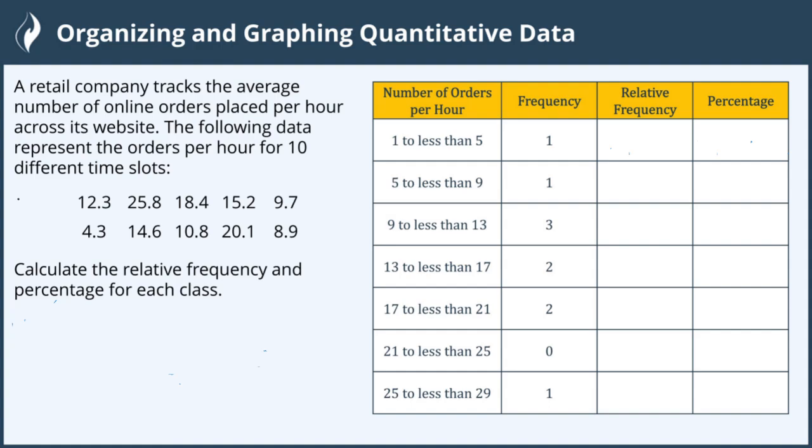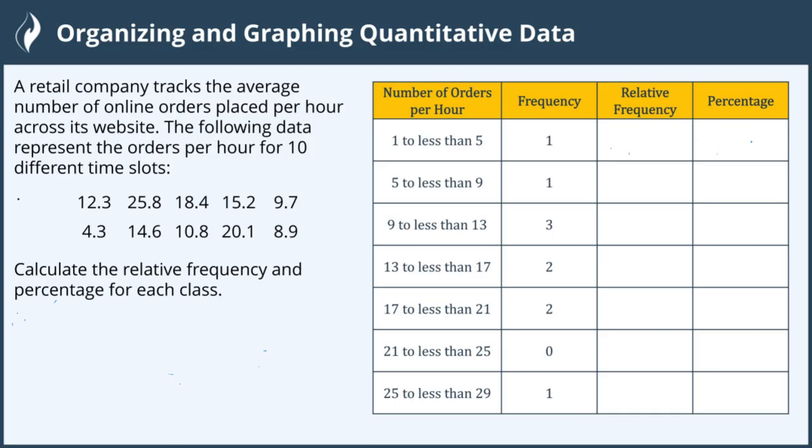A retail company tracks the average number of online orders placed per hour across its website. The following data represent the orders per hour for 10 different time slots, which you'll see listed here. Calculate the relative frequency and the percentage for each class. So the intervals or the classes are listed for us, and the frequency was determined from a previous video.